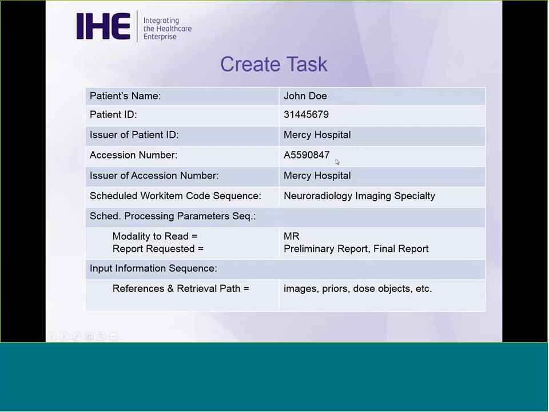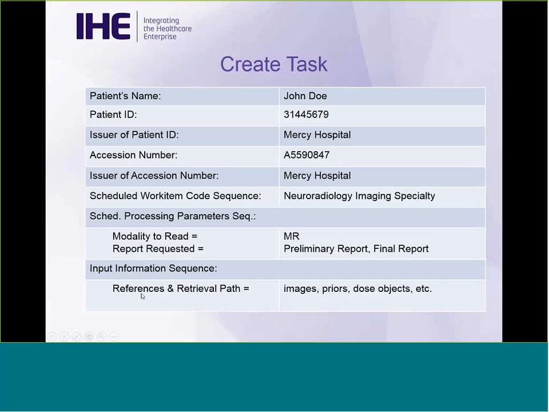Similarly, accession numbers are often local to the hospital, so you need to track the issuer of the accession number. The scheduled work item in this case is they're asking for a neuroradiology read. And then in the processing parameters, we can see it's an MR study and that they are requesting both a preliminary report and a final report.